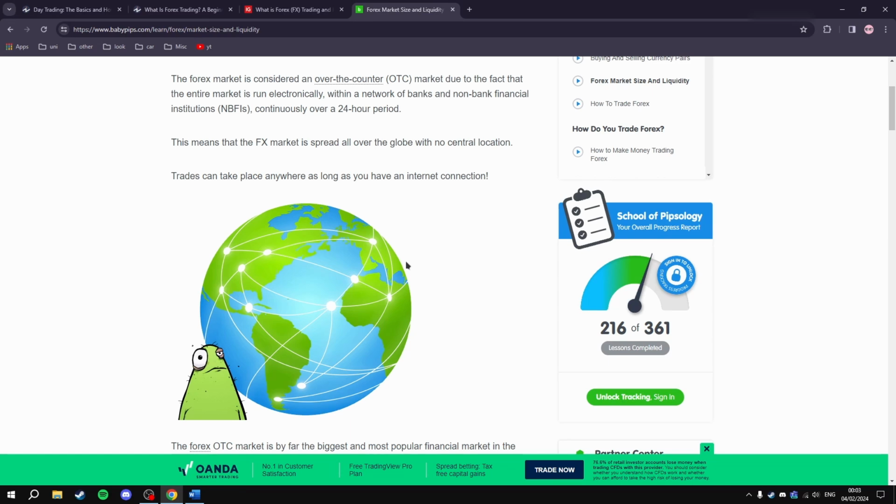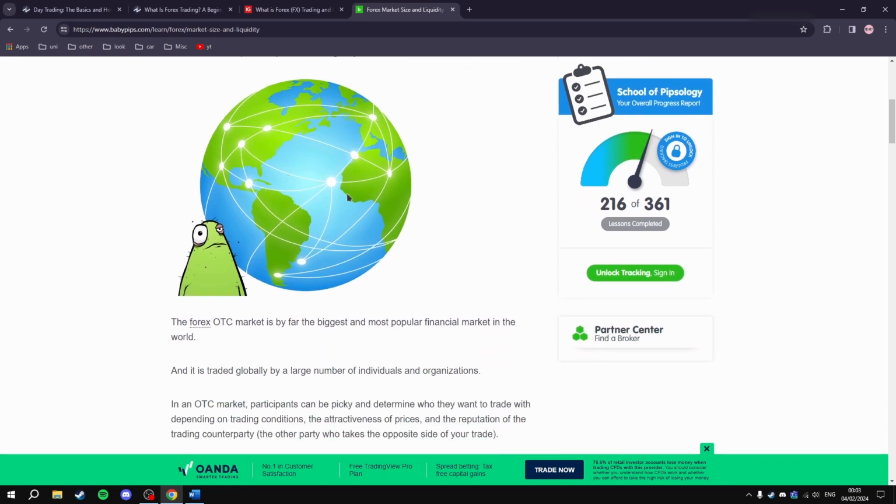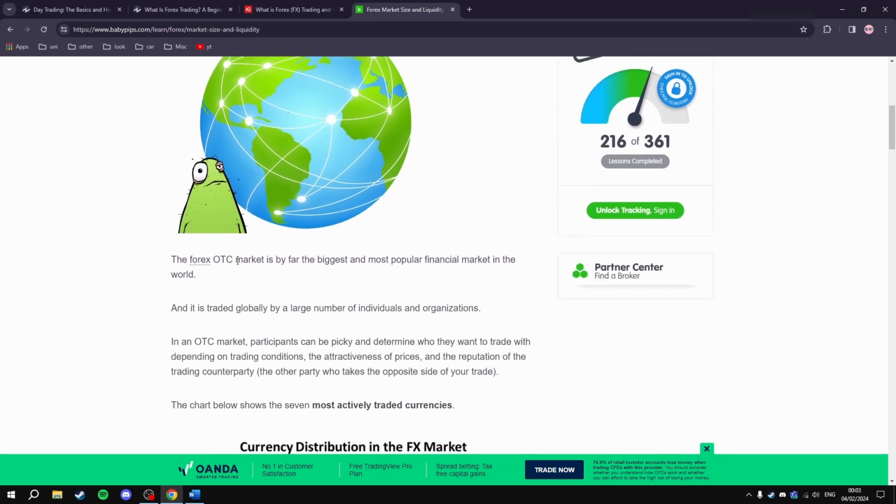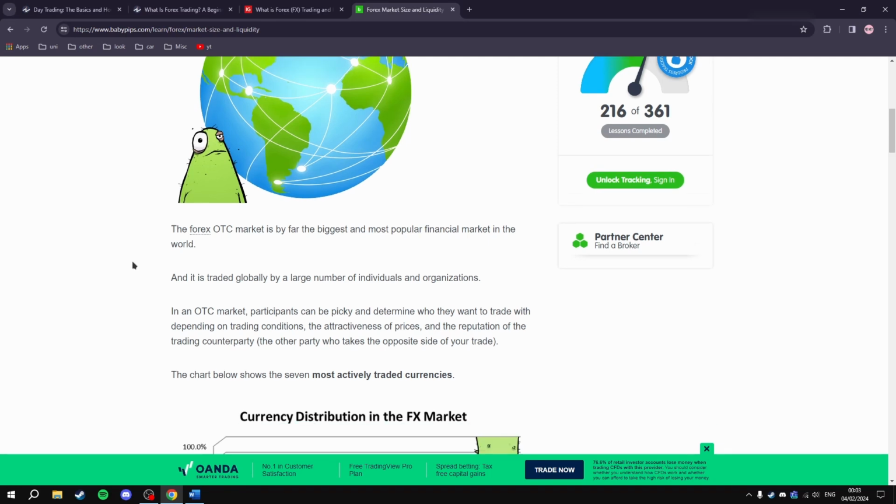This means that the FX market is spread all over the globe with no central location. Trades can take place anywhere as long as you have an internet connection. Cool. The Forex over-the-counter market is by far the biggest and most popular financial market in the world, and it is traded globally by a large number of individuals and organizations.